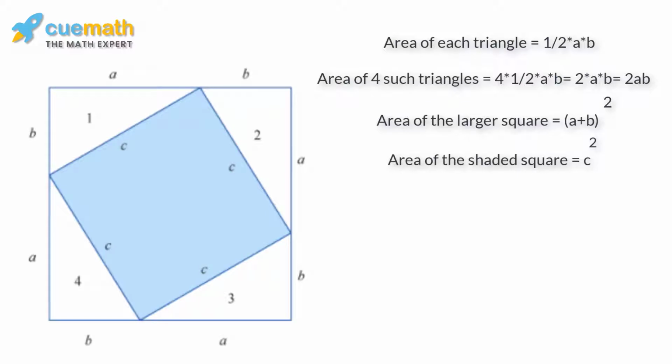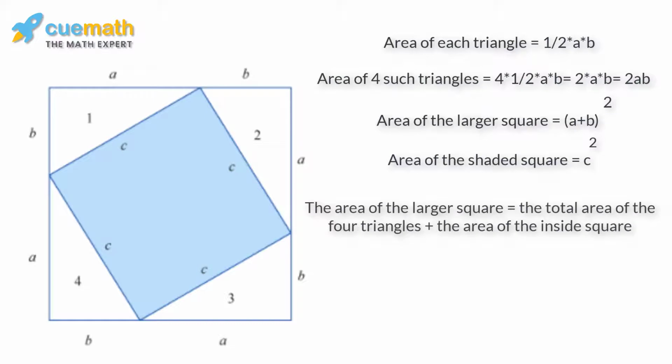Now the area of the outer square would be (A plus B) whole square, because the side length of the outer square is A plus B. Similarly, the area of the inner square would be C square because its side length is C. Now, we get the relation that the area of the bigger square is equal to the sum total area of all the four triangles plus the area of the inner square. If we substitute the values, the area of the bigger square is (A plus B) whole square, which is equal to 2AB plus C square. Now, on the left hand side, if we use the formula of (A plus B) whole square and expand it, eventually we get A square plus B square equals C square.